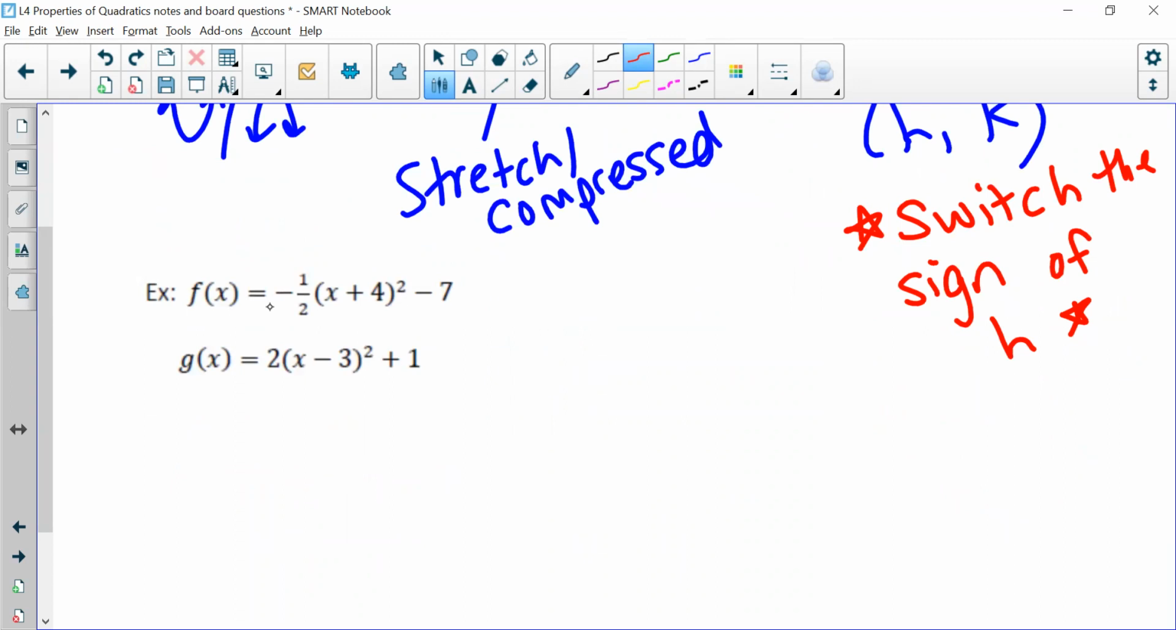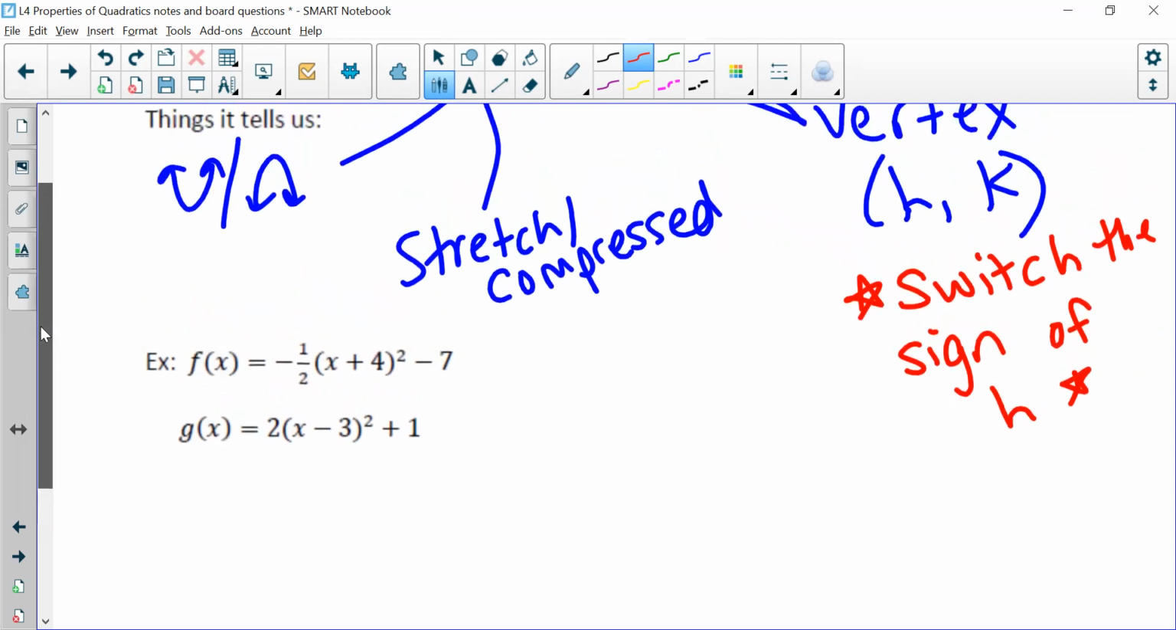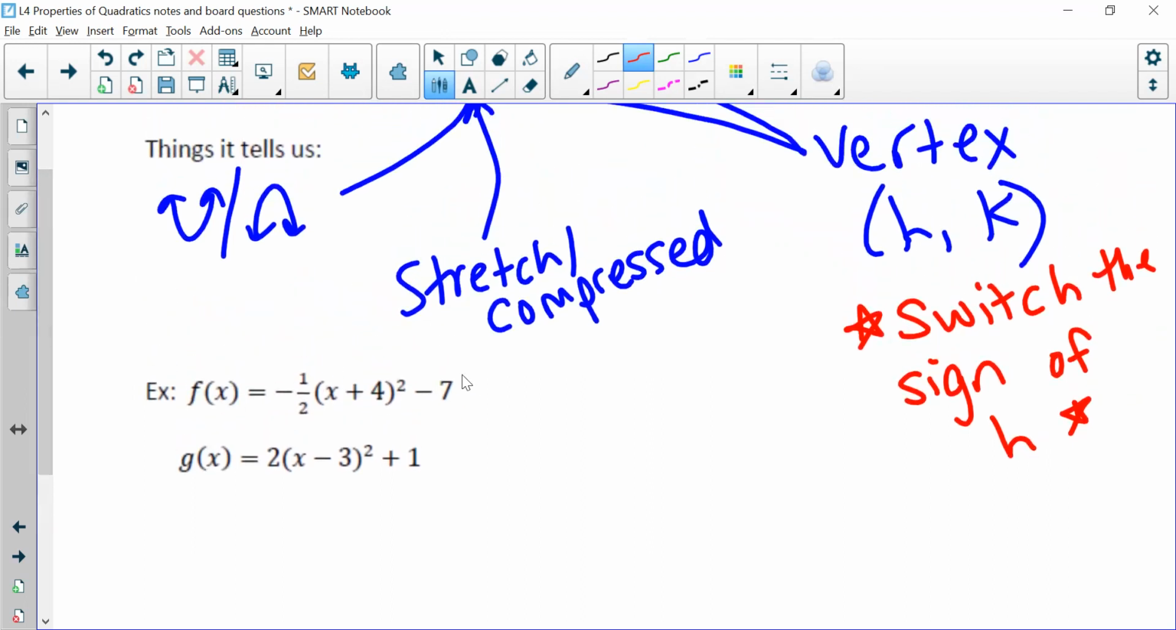Does it open up or down? Down. Down, good. Stretched or compressed? Compressed. This one is compressed. If you made me half my height, I'm going to be smashed out to the sides. Good, so this is compressed. Where do you think the vertex is? -4 and -7. Good. So you only switch the sign of h. So -4, -7.